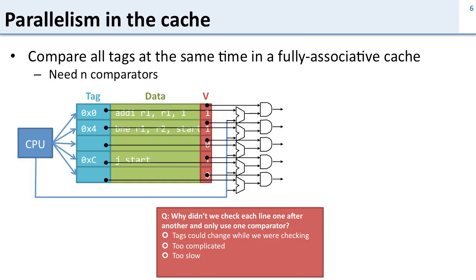So why didn't we check each of the lines one after another when we were using this?